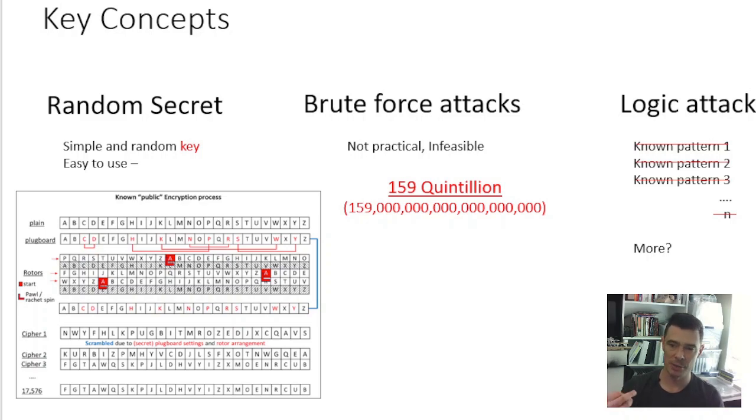It's just another example of something that's easy to implement. The 3 to 5 rotors, starting position, and the letter plugs, that was all what your key was. And this gave you elimination of logic attack vectors and forced your opponent to a sufficiently enormous brute force requirement.